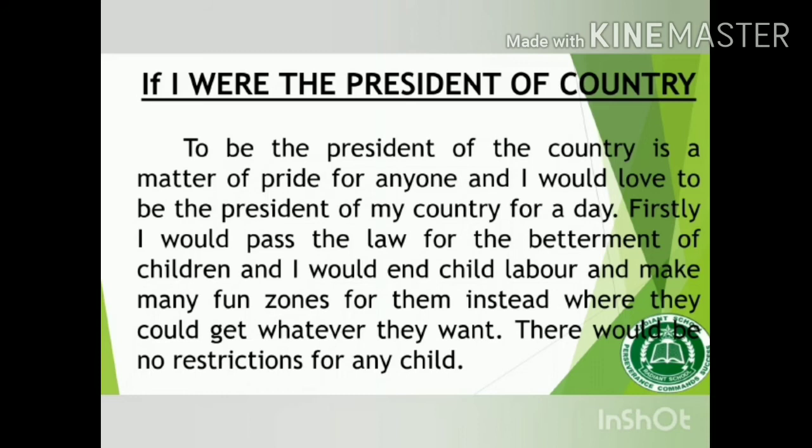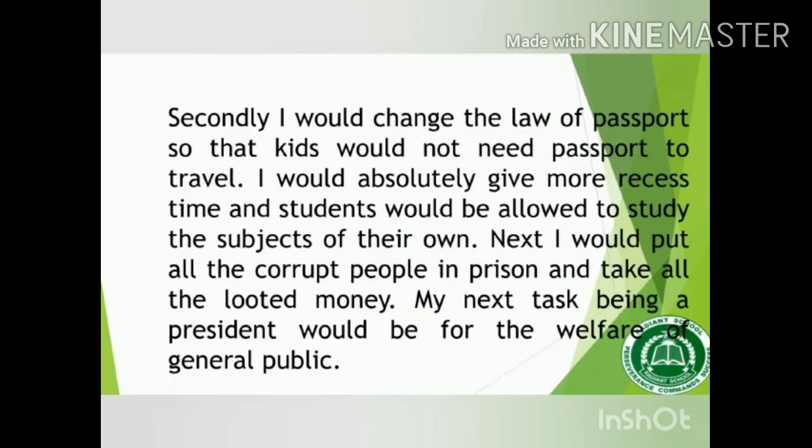See this sentence again. Firstly, I would pass the law for the betterment of children and I would end child labor and make many fun zones for them instead where they could get whatever they want. There would be no restrictions for any child. In the second topic sentence, we can write about the law of passport for the kids. I think that every kid wants to move freely like a bird to enjoy. So there would be a change in the law of passport so that kids would not need a passport to travel. They can go wherever they want.